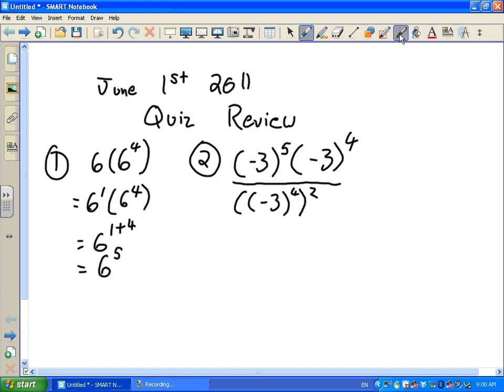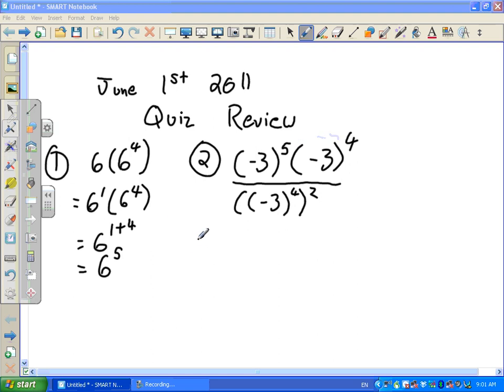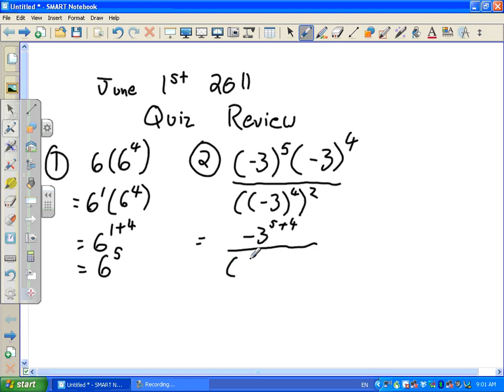Okay, 2 major things we got to talk about. First of all, these are 2 bases multiplied by each other. So because they're multiplied, we can keep the same base and just add the exponents. That's what we're going to do for the top of this equation. So we'll do the top, negative 3, 5 plus 4. I just need to add the exponents, and I'll rewrite the bottom. Now on the bottom, we'll equate 5 plus 4 in a second.